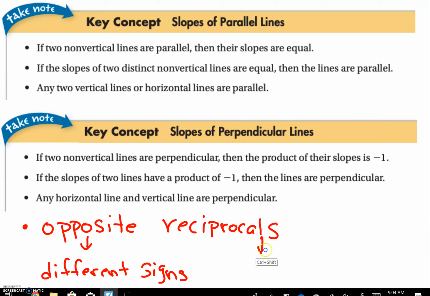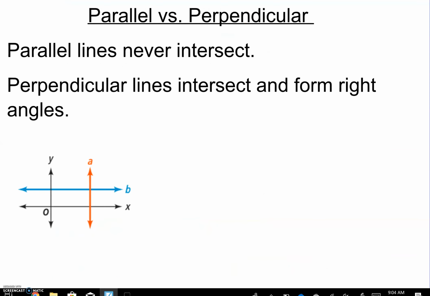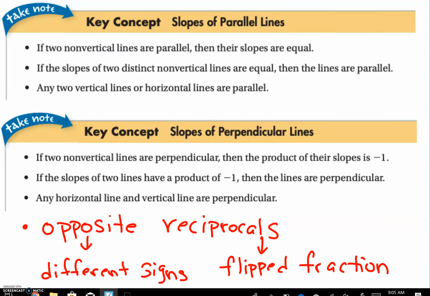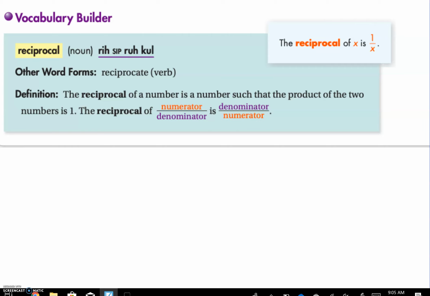And reciprocals means flipped fraction. So whatever the numerator and denominator were in the original slope, they have changed positions. Okay, and again, the reciprocal of a number is such that the product of the two numbers is 1. In simpler terms, the numerator and denominator switch places.